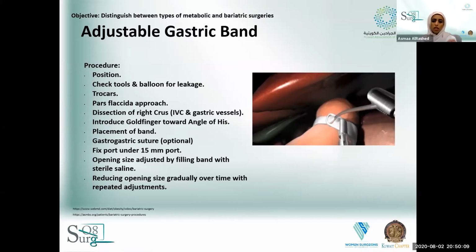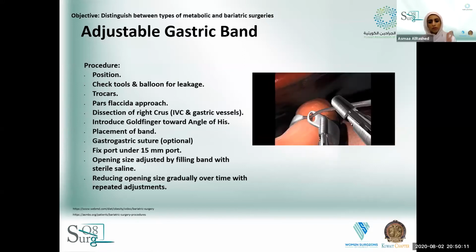So you have to make sure your patient is positioned properly. You have to check your balloon. You have to check all your tools there. You have to put your trocars in the right place. Then you're going to do the pars flaccida approach. You're going to dissect your right crus.